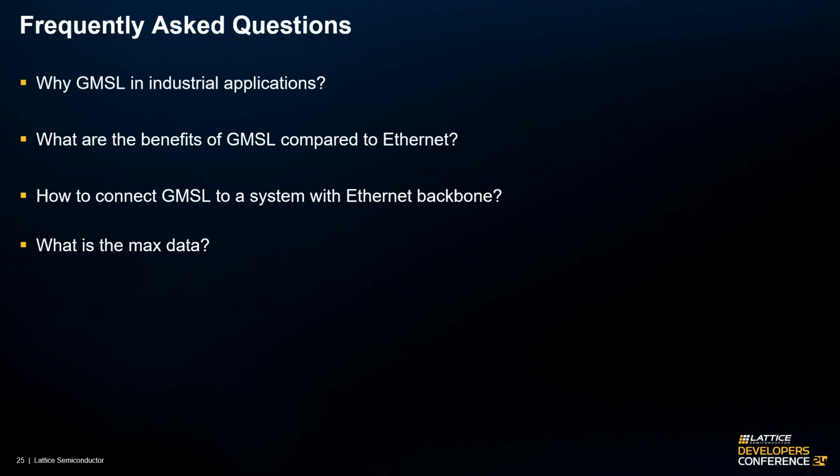The last question here is, what is the max data rate? The max data rate for GMSL2 and GMSL3 devices are 6 and 12 gigabit per second. You can refer to slide number 7 or the GMSL device datasheet for more details.